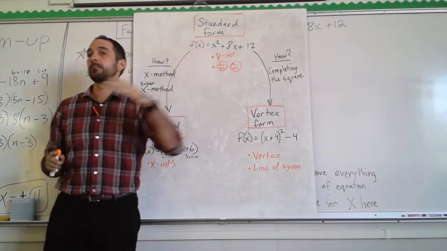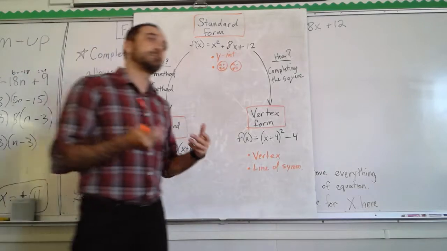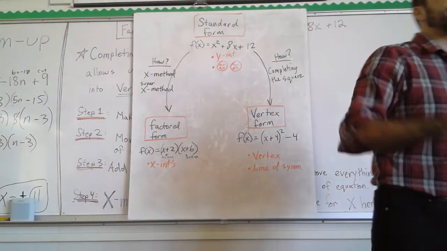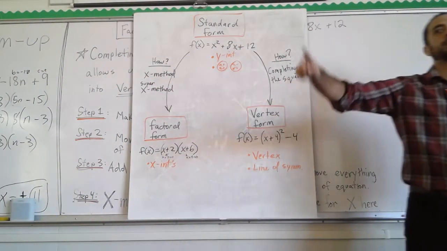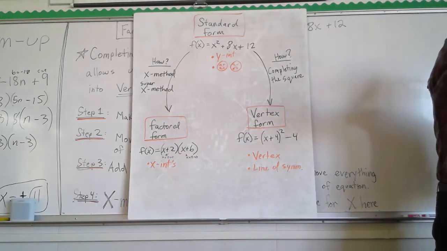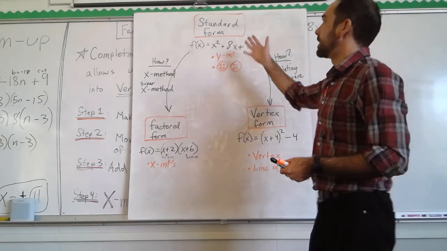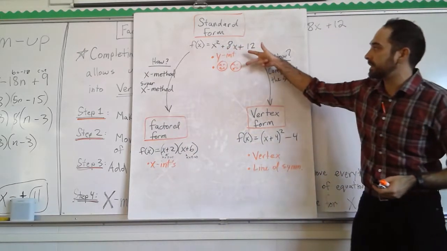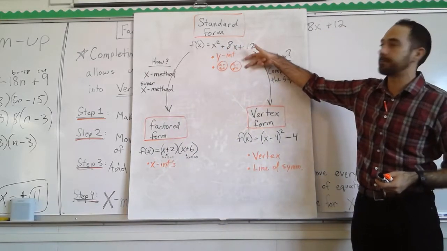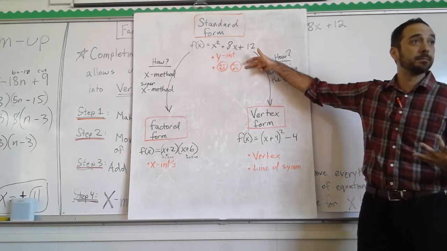Positive. Positive, so we have what kind of situation? Happy or sad face? Happy. Happy face. It opens up. If it opens up, is it going to have a maximum or a minimum? Minimum at the bottom. Okay, good. So if we're in standard form, we're easily able to find the y-intercept and if it opens up or down.